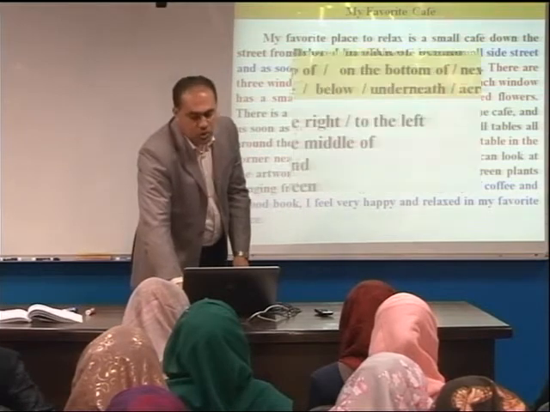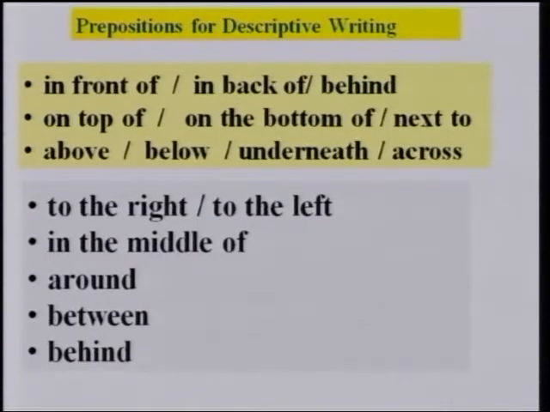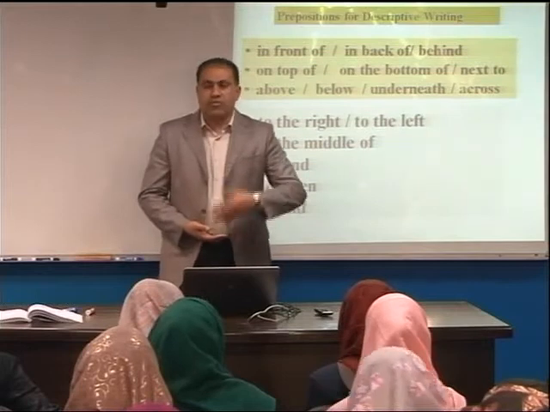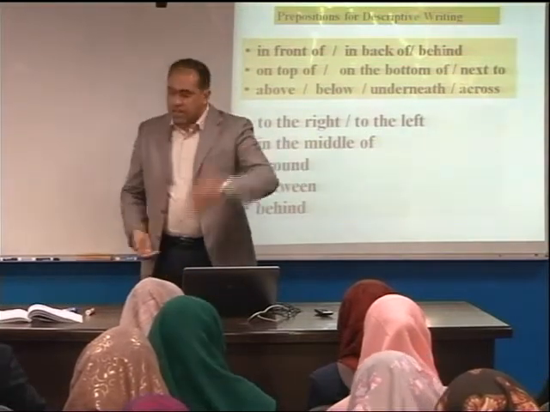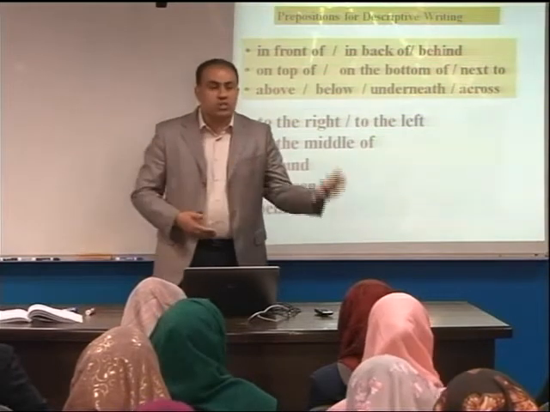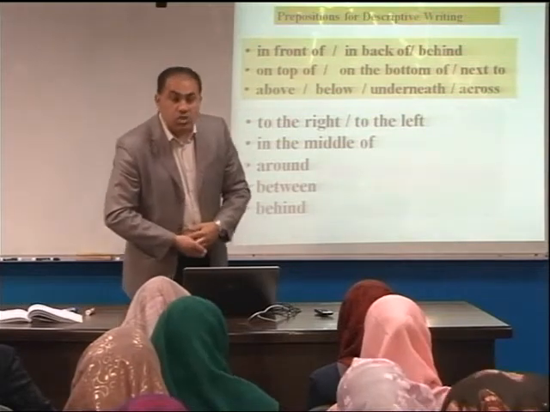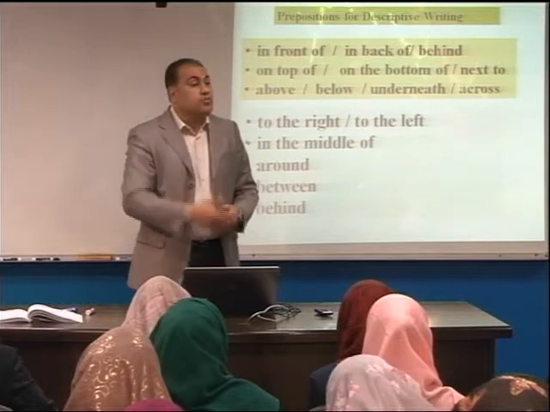All right. So what prepositions or transitions can we actually use in describing a place? We can think of these, and we should use them whenever we write or describe a place: in front of, back of, behind, on top of, on the bottom of, next to, above, below, underneath, across, to the right, to the left, in the middle of, around, between, and behind.